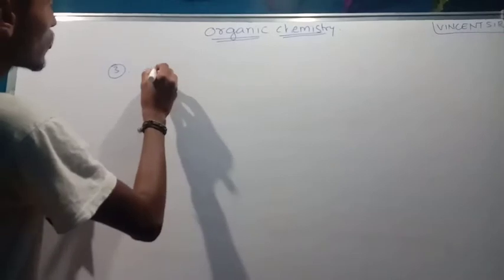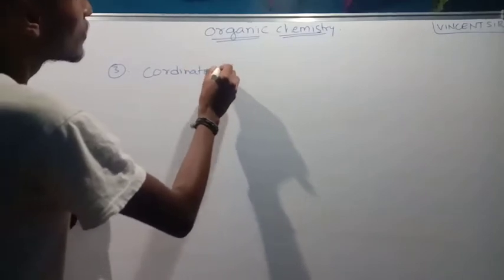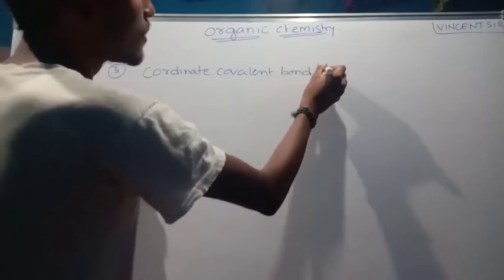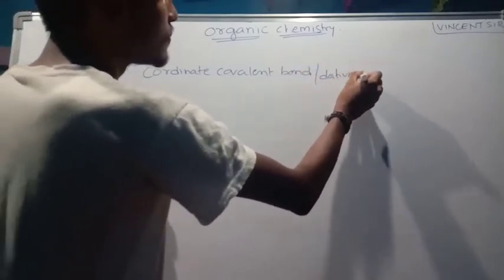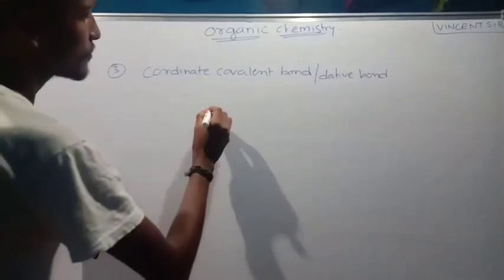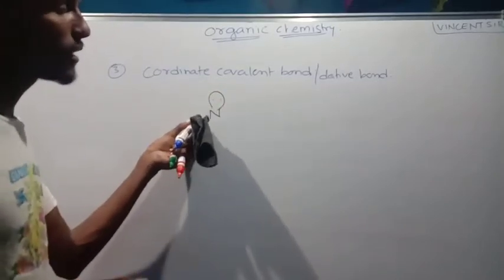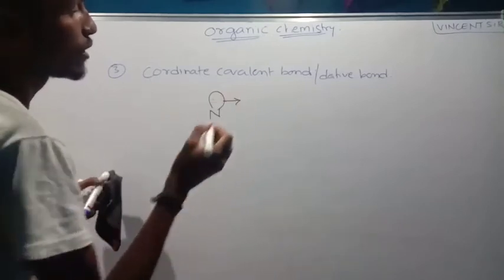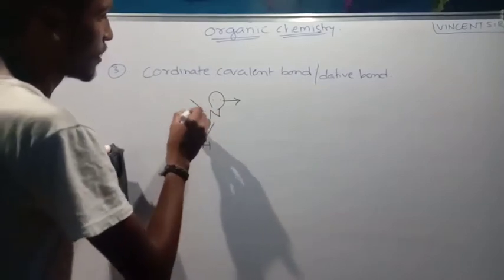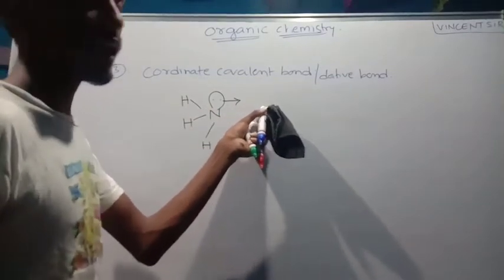And next, the coordinate covalent bond. If an atom containing lone pairs gives them to another atom or group which has empty orbitals.